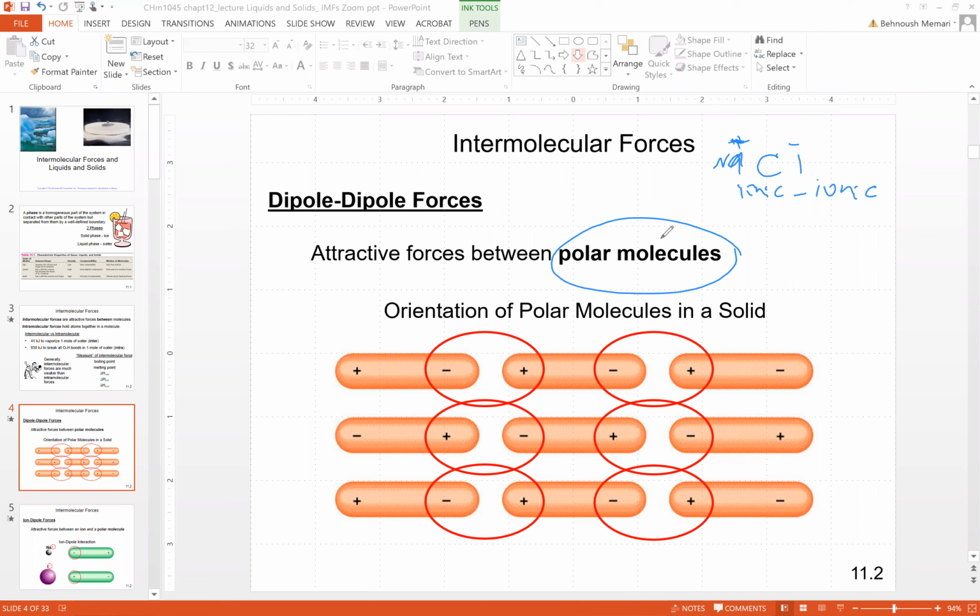For a molecular compound, if the molecule is polar, you have the dipole-dipole interaction. The positive side from one molecule and negative side from another molecule are attracted, and this force is known as dipole-dipole that holds the molecules together. Okay? The more polar the bond is, or the more polar the compound is, the stronger the dipole-dipole force is going to be.